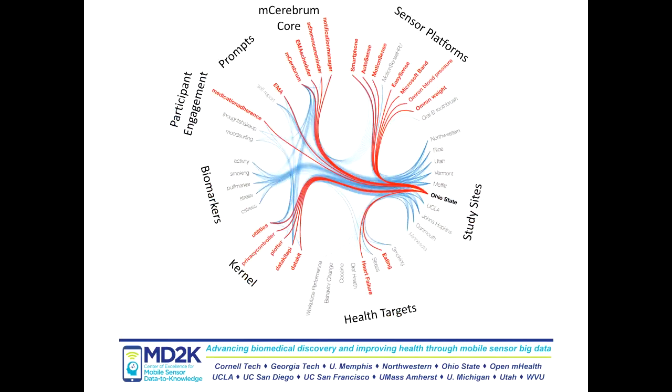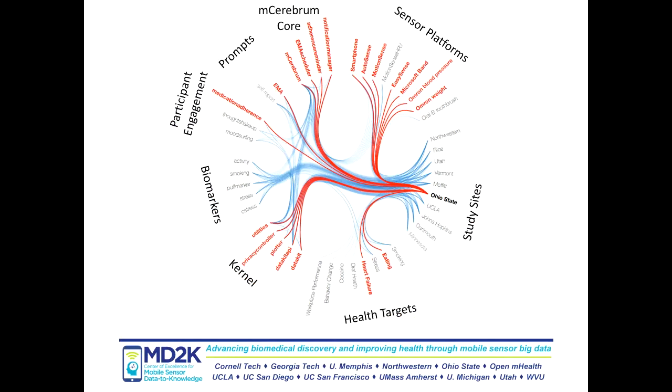By grouping portions of the mCerebrum application ecosystem into categories, such as the core, prompts, engagement, biomarkers, and the kernel, and coupling this with various health targets, study sites, and sensor platforms, we get a sense of the interconnected nature of all of these components. So for example, a study run with Ohio State involves many of the sensor platforms: smartphones, AutoSense, MotionSense, EasySense, and so on. Various engagements, in this case, we're concerned about medication adherence. We have EMA prompts. So all of these things are linked by the red and green lines.